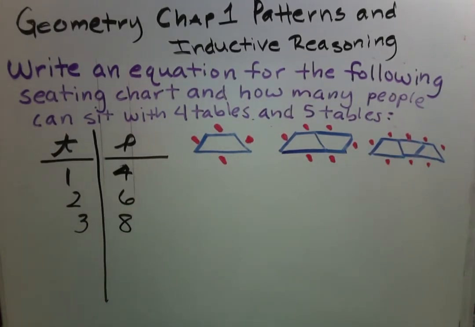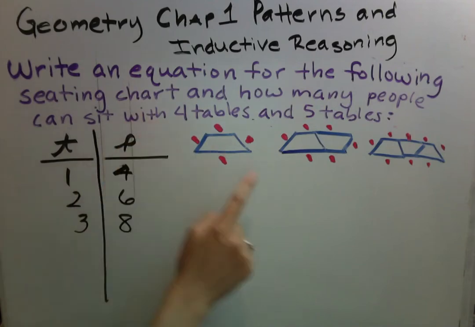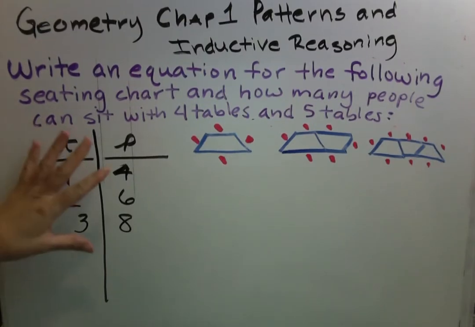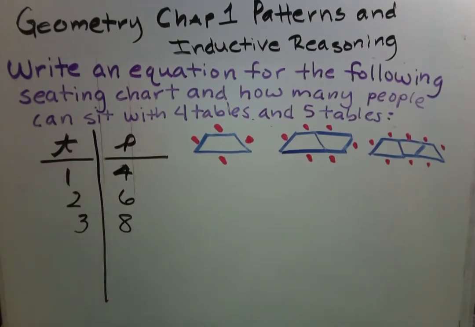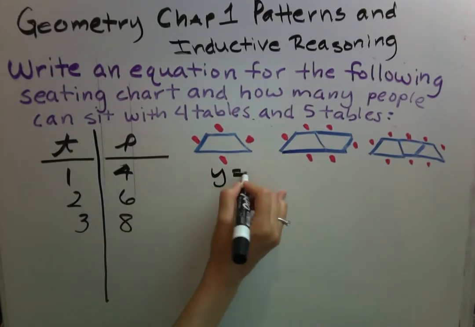Okay. So the question will only give you this, and I'll ask you to come up with an equation and how many people can sit with 4 tables and how many people can sit with 5 tables. So what I propose that we do is write out a table so that we can look for a relationship. And we're going to use y equals mx plus b.